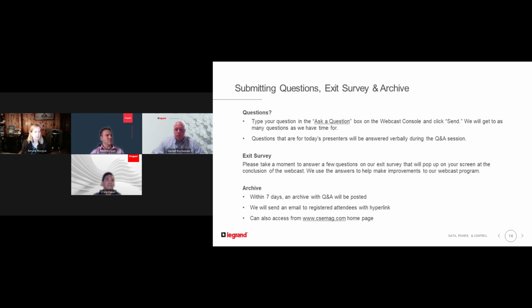How does the busway support system change as you increase the size of the busway?